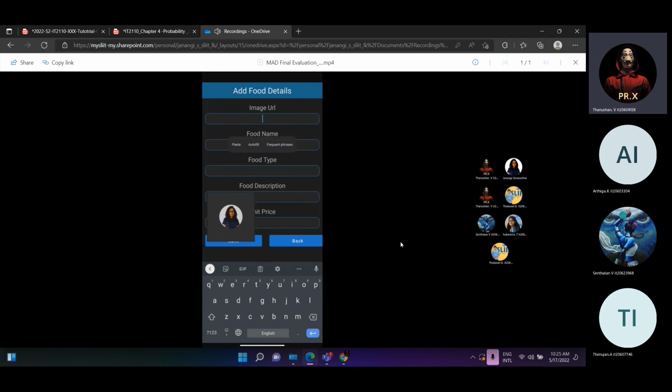First of all, image URL and food name, and food type, and food description, and unit price. And click the save button. Data inserted successfully. This is a toast message, ma'am.